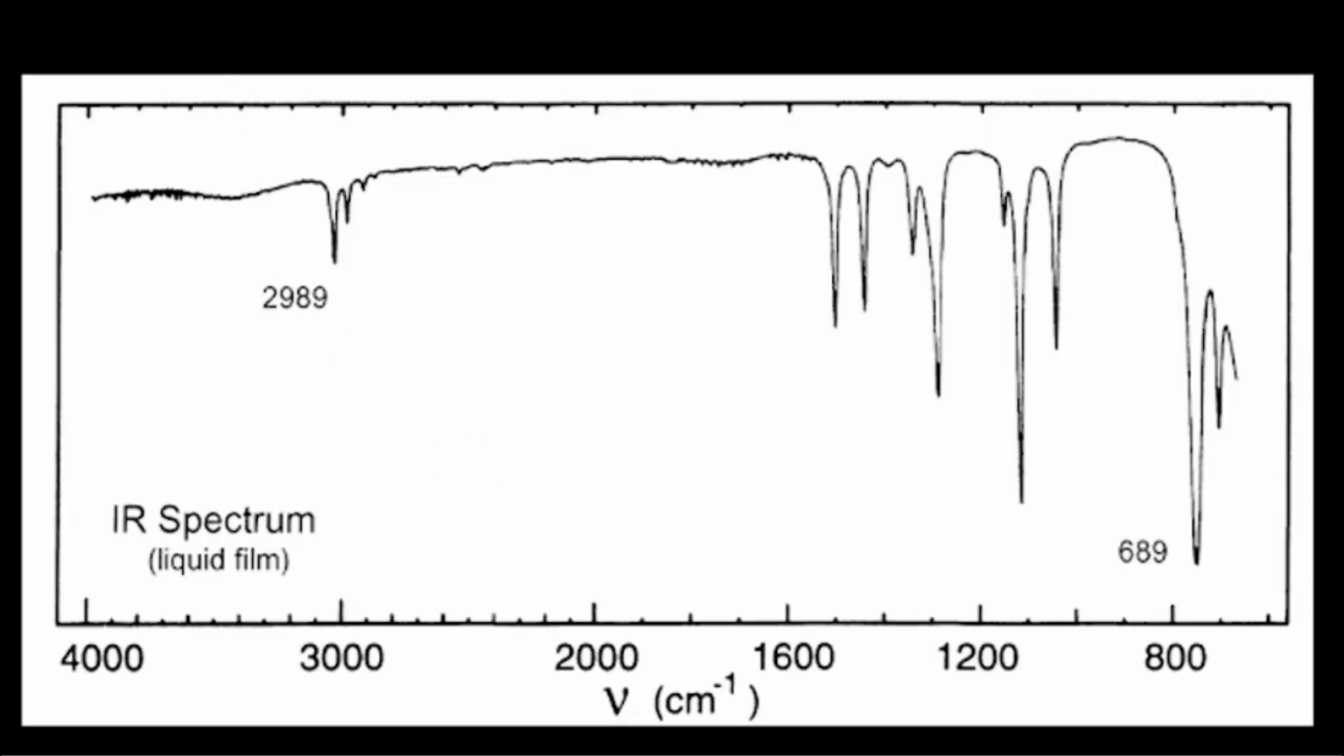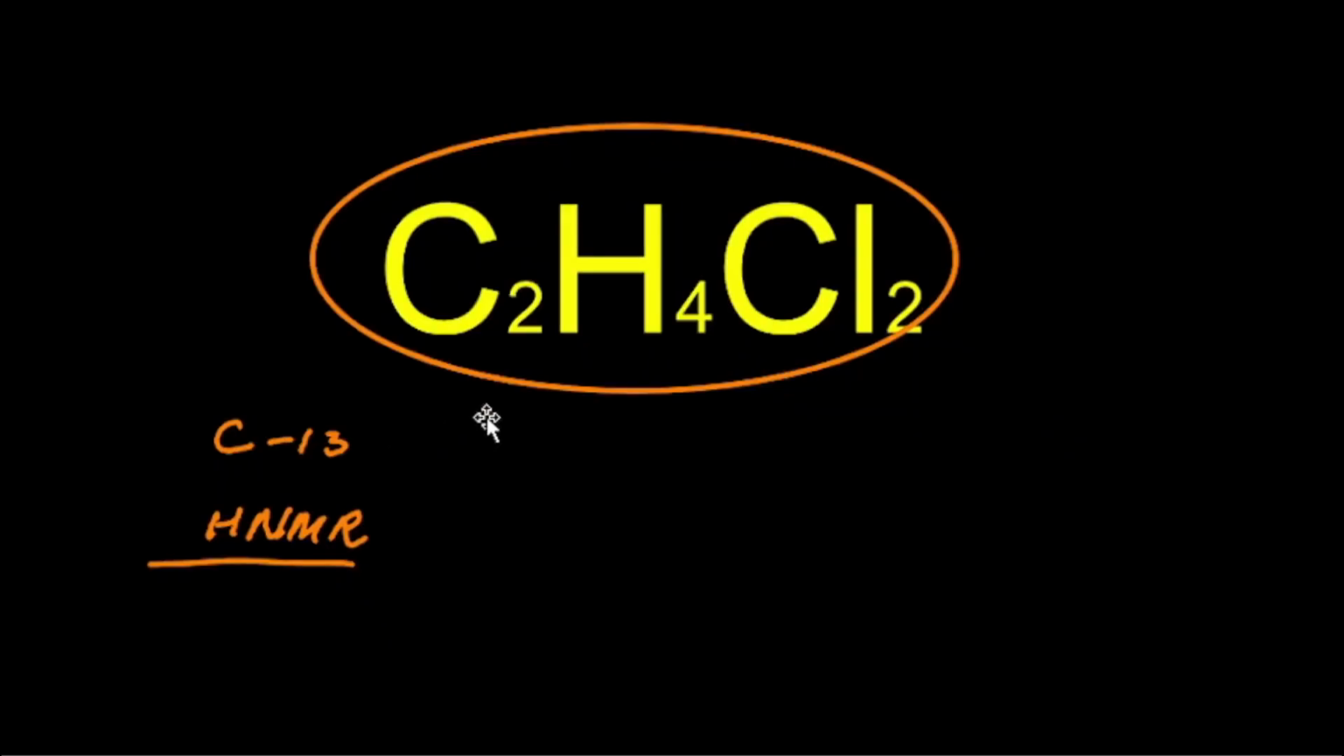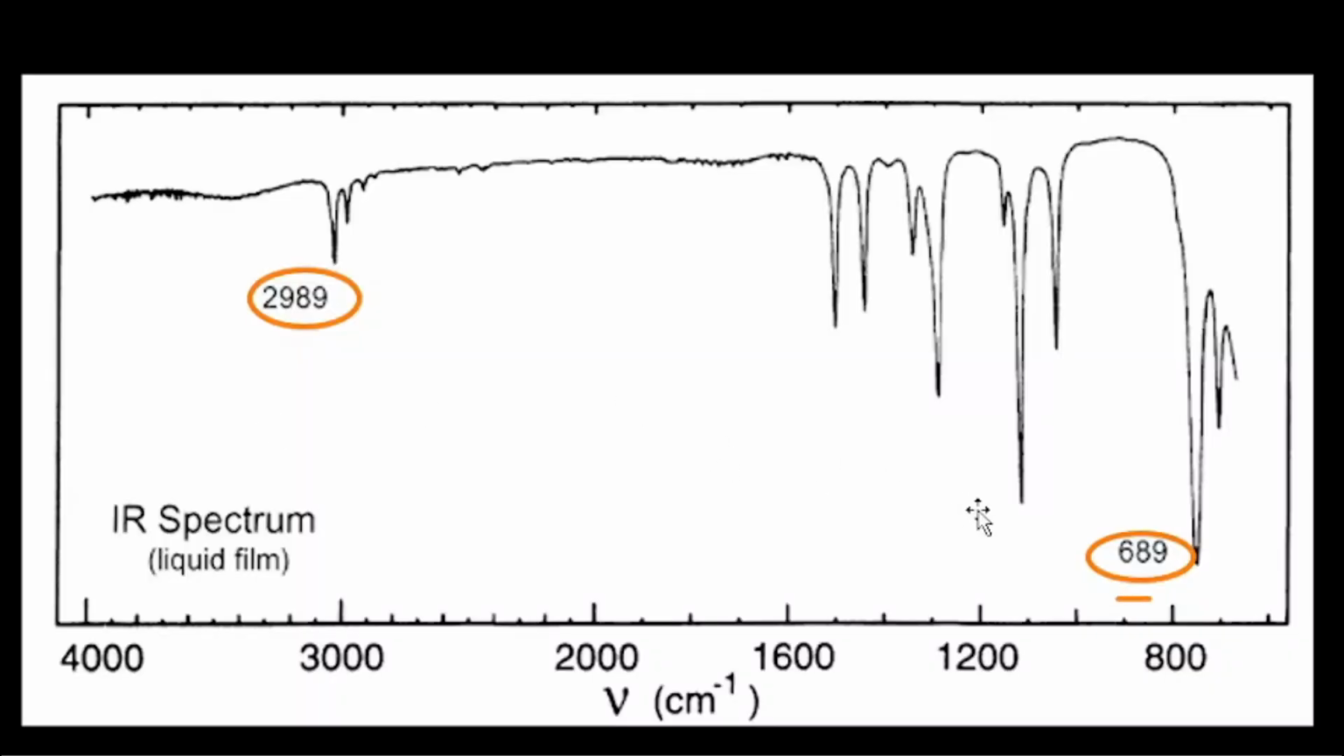Here, first of all, in the IR spectrum, some peaks are given to you. One is 689 per centimeter frequency and the other one is 2989 per centimeter frequency. If you come back to the molecular formula, C2H4Cl2 means carbon, hydrogen and chlorine. These 3 atoms are present in your structure or molecular formula.